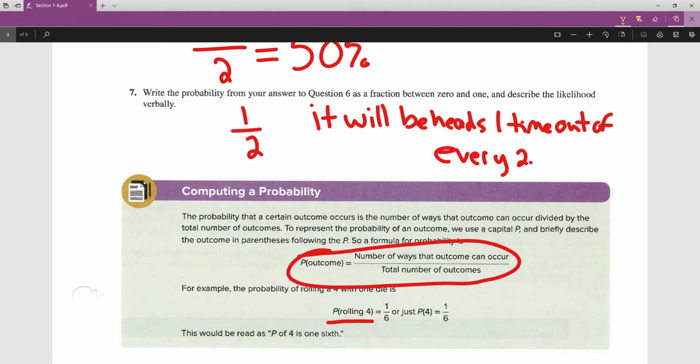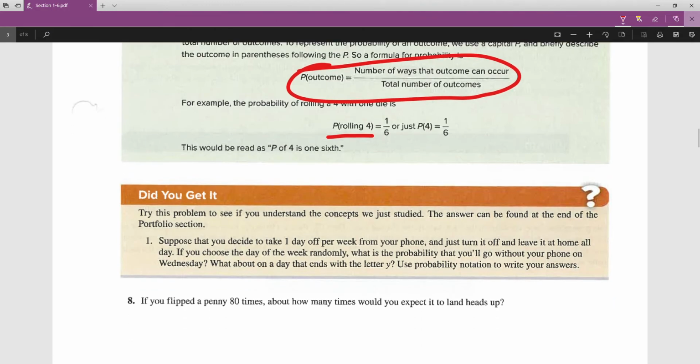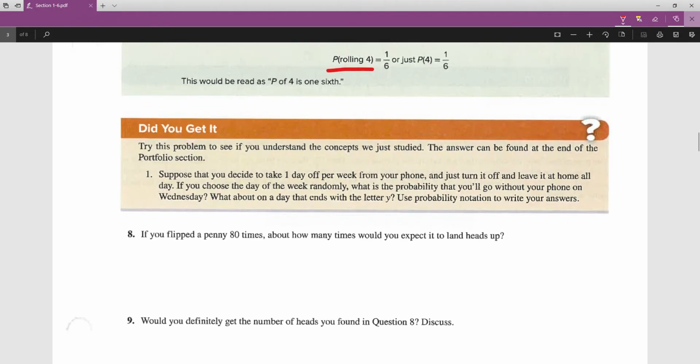So back to our coin, which we have a 50-50% chance of getting something. If I flip a penny 80 times, how many times do I expect it to be heads? Well, I would expect it to be heads 1/2 of 80. What is 1/2 of 80? 40. I would expect to get heads 40 times.